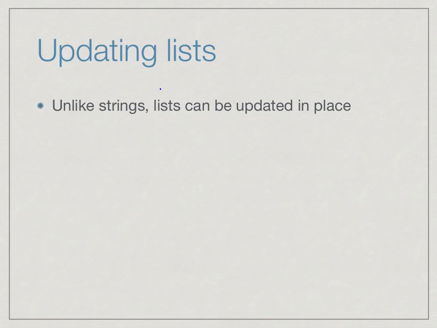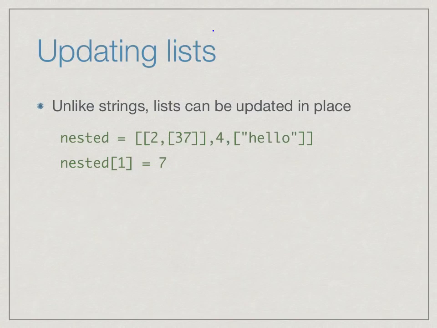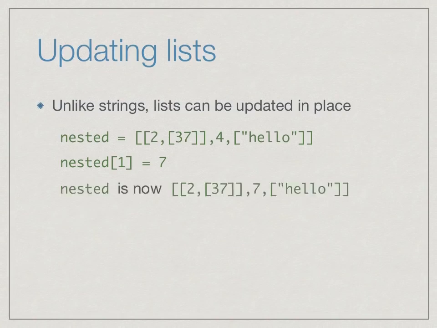So one fundamental difference between lists and strings, or indeed any of the values we have seen before, is that a list can be updated in place. So if we have a list nested as we had before, and we say nested[1] = 7, remember when we try to change a position in a string, we got an error. So we can't change the second L in hello to P just by saying that we want position 3 to be replaced by P. But for a list, this is allowed. So if we want the 4 to be replaced by a 7, we can just say nested[1] equal to 7, and this will give us the list 2, 37, 7, and then hello.